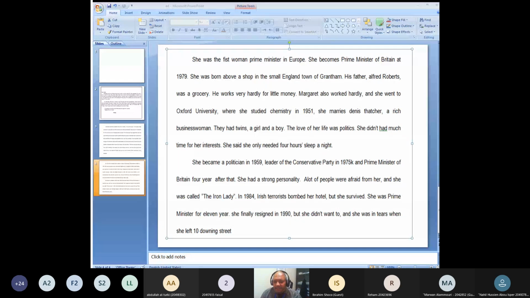Okay, and then the "in" should be capital. In 1951, what happened? She did what? She married. She married Dennis Thatcher. What's the problem with Dennis Thatcher? The D is small. The D should be capital and the T should be capital. And he is also a man, not a woman, a businesswoman, right? A rich businessman. Yes. They had twins, a girl and a boy.